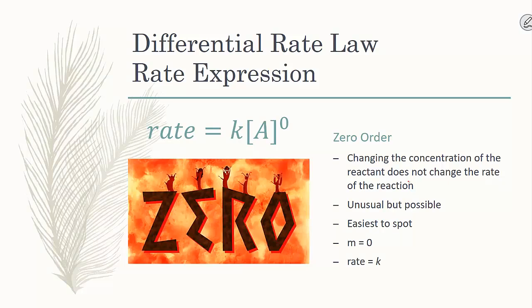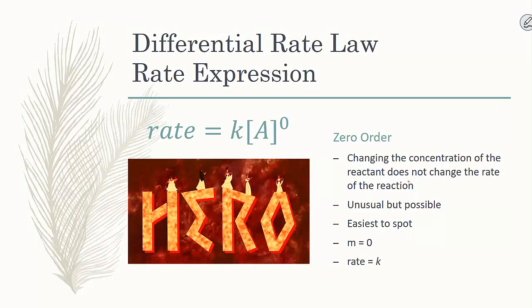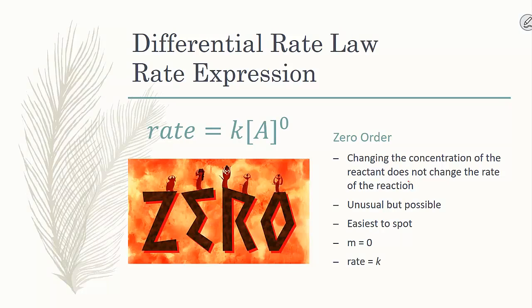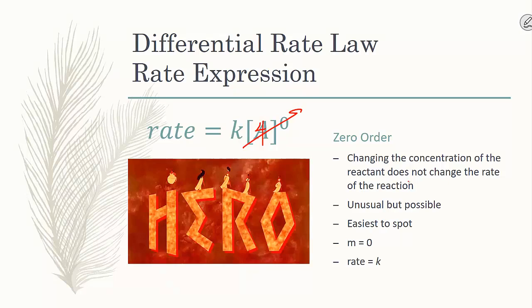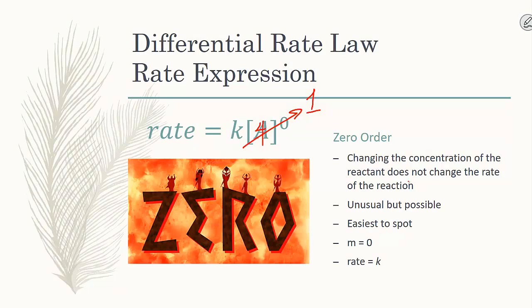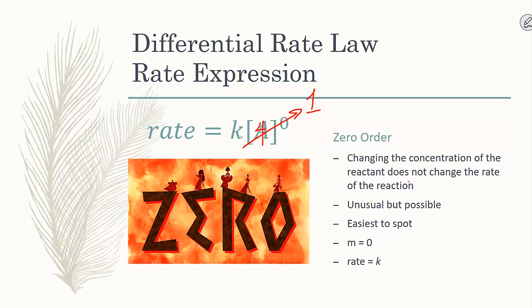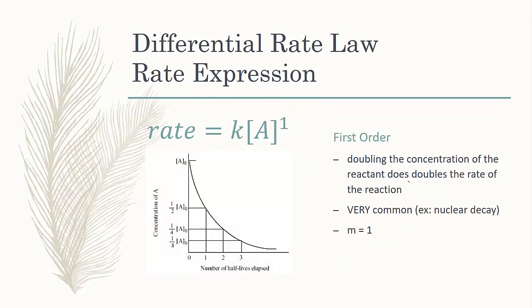If you double a certain reactant and the reaction's rate stays the same, that's zero order because it didn't have an effect. And if you think of it mathematically, anything raised to the 0 is 1. So if you have a reactant that is zero order and it's the only reactant, the rate equals the rate constant.